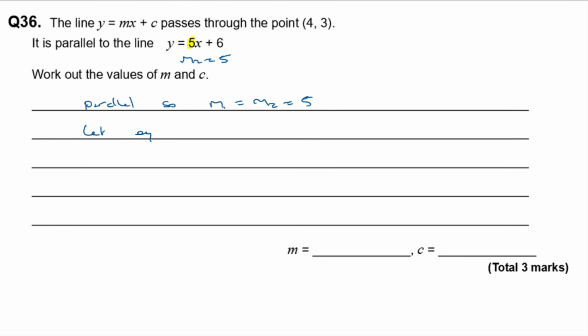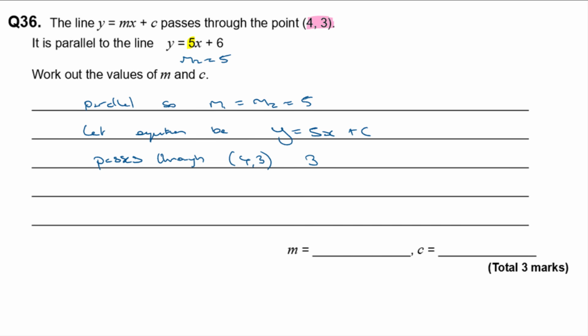Let the equation be y equals 5x plus c, where c is our y-intercept that we're trying to find. We know the line passes through this point up here: look, it passes through (4, 3). So if we sub both those values into our partial equation, y equals 5x plus c, then the only thing we won't know in there is c, so we can then go and find it.